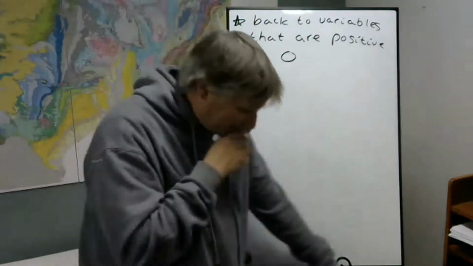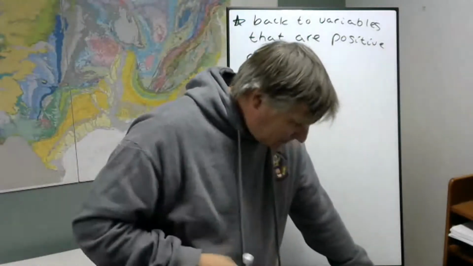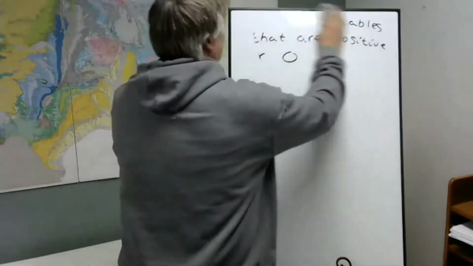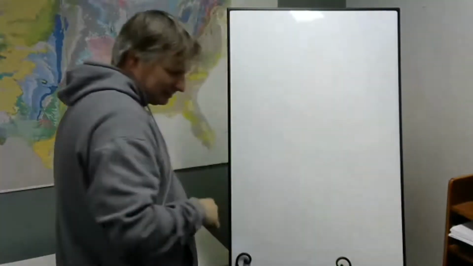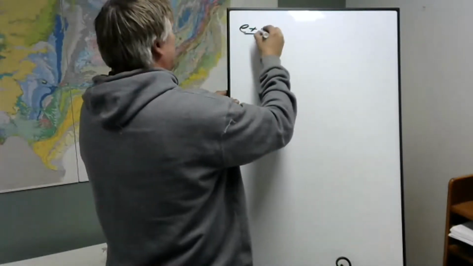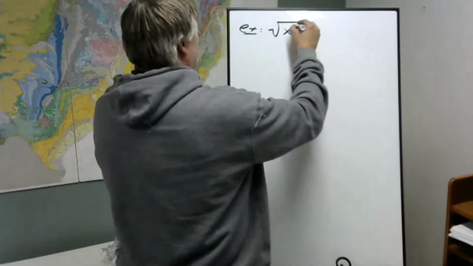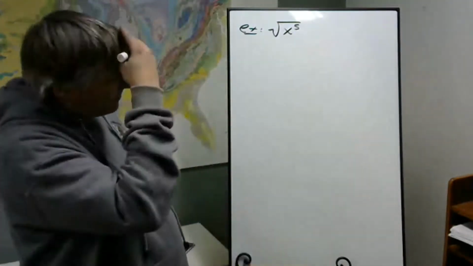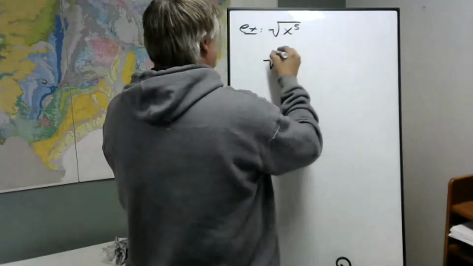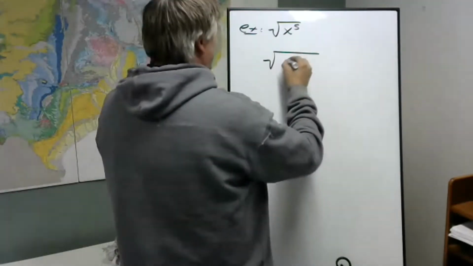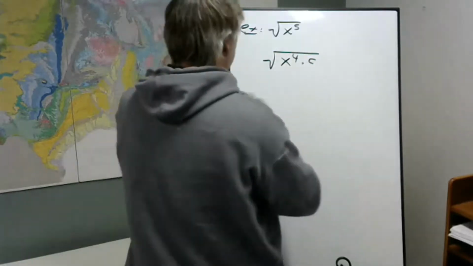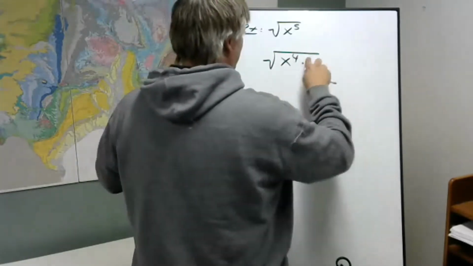We're going to allow this. So let's do some examples with this. So let's say we have the square root of x to the 5th. Well, we can write the square root of x to the 5th as x to the 4th times x.